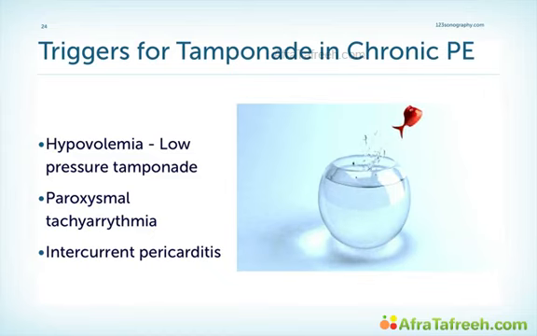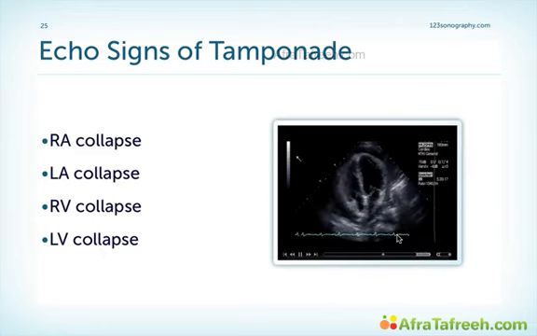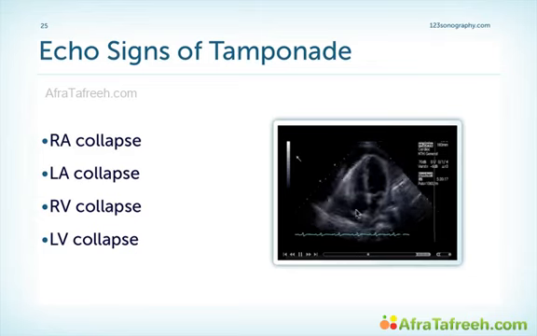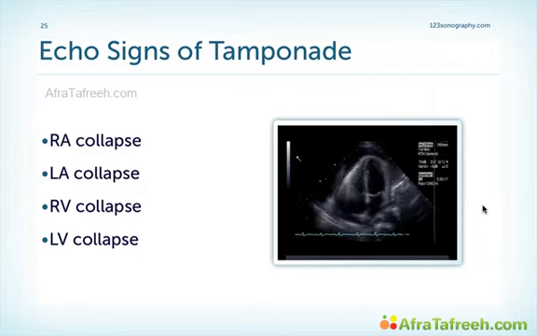But now let us discuss what we see with echo. We have a collapse of the heart chambers, the right atrium, the left atrium, the right ventricle, and even the left ventricle. Here's an example of a patient who has inversion or collapse of the right atrial wall. This, however, is a sign we see even in small pericardial effusions, and patients often don't have any symptoms despite having an inversion of the right atrial wall. If you look closely, you will see that the left atrium also collapses. This is a sign of more significant hemodynamic significance of the pericardial effusion.